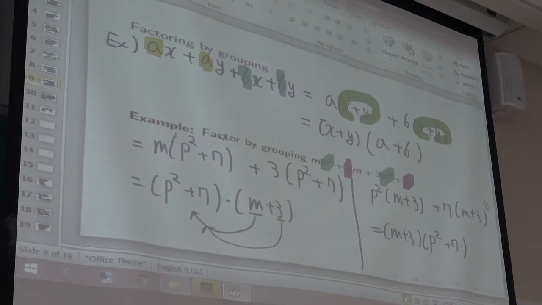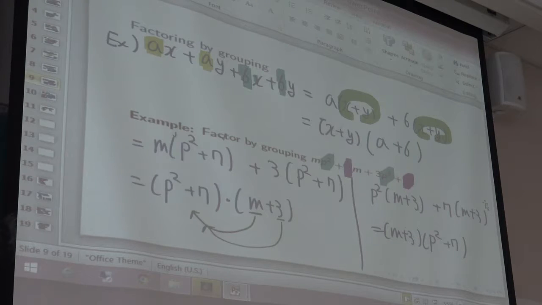Sometimes we use factoring by grouping. When you see two terms together, put them together as one group, like ax plus ay. We see a as a common factor and group them as a times (x plus y). Then 6x plus 6y, we see 6 as a common factor, and group as 6 times (x plus y). Now we see x plus y as a common factor, so group them together. Something like that.